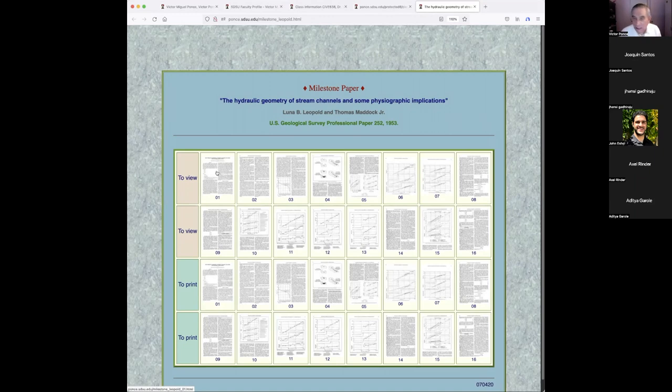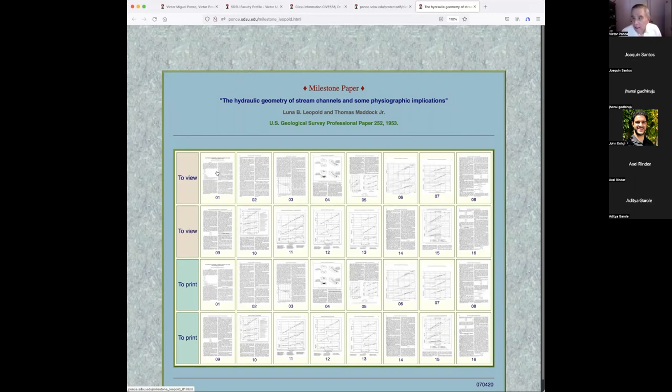Suffice it to say that Luna B. Leopold is one of the foremost geomorphologists, fluvial geomorphologists in the United States, and also Thomas Maddock. So this paper is a must in learning sedimentation and certainly fluvial geomorphology, which is all related.